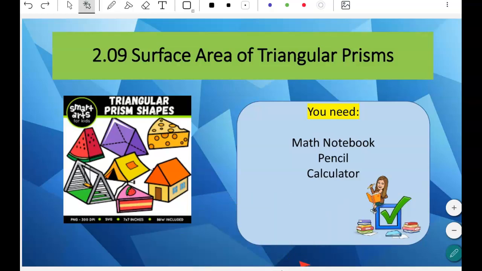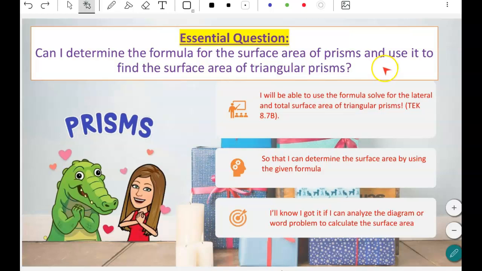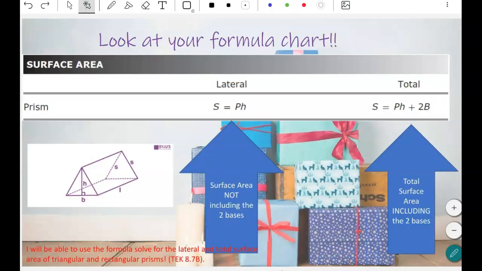So our essential question is, can I determine the formula of the surface area of prisms and use it to find the surface area of triangular prisms? I will be able to use the formula to solve for the lateral and total surface area of triangular prisms so that I can determine the surface area by using the given formula. I'll know I got it if I can analyze the diagram or word problem to calculate the surface area.